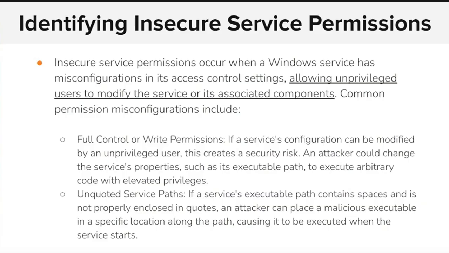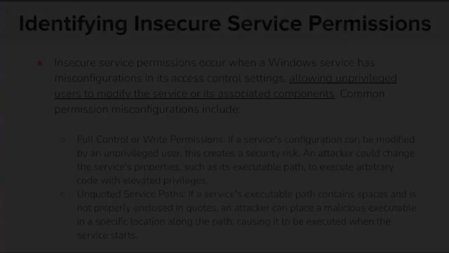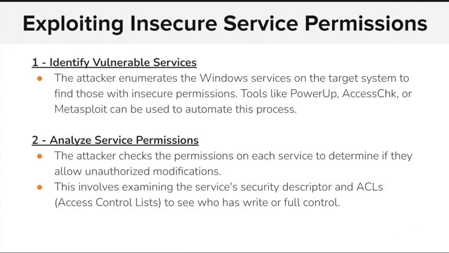You then have unquoted service paths. If a service's executable path contains spaces and is not properly enclosed in quotes, an attacker can place a malicious executable in a specific location along the path, causing it to be executed when the service starts. This will make sense when we get into the lab, but in terms of the actual methodology of exploiting insecure service permissions, this is typically what happens.